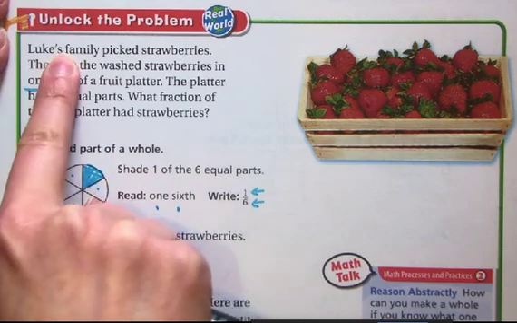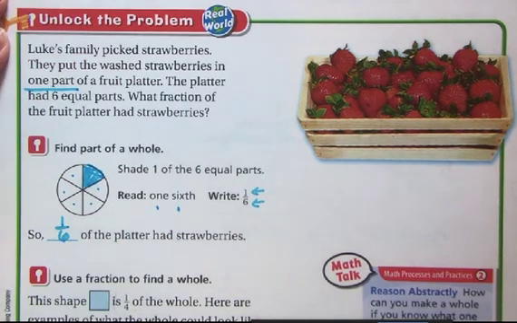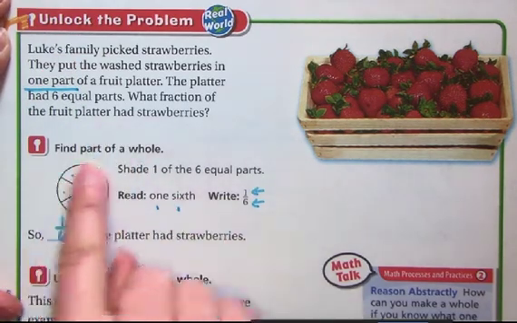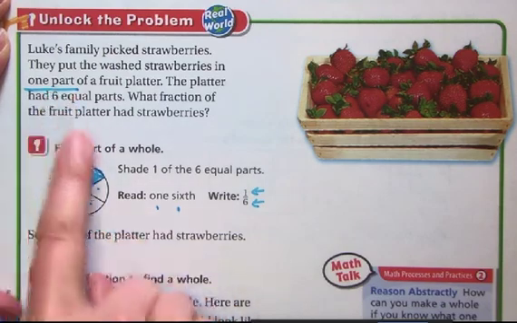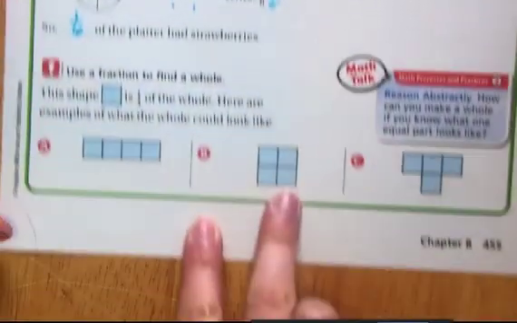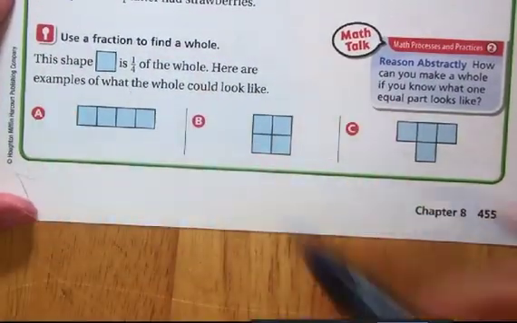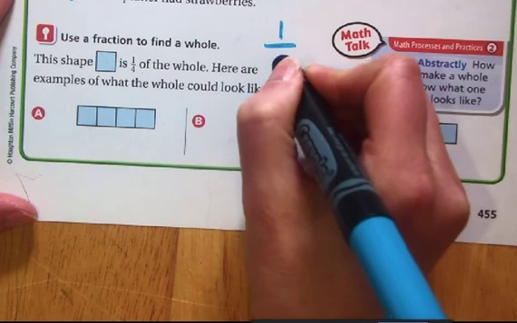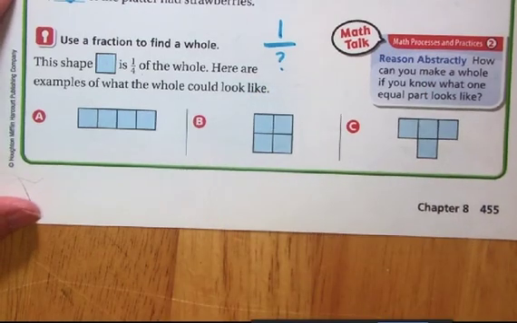So now you can understand why I said Luke's family. So Luke and Carly and their mom and dad went and picked us all strawberries. In this platter, there is one part out of 6 equal parts, and we write that as 1/6. So a unit fraction is 1 over whatever number of parts there are.